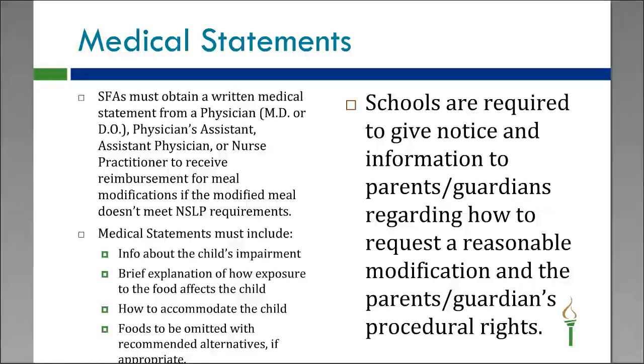The medical statement must include information about the child's impairment, a brief explanation of how exposure to the food affects the child, as well as how to accommodate the child, as well as foods to be omitted with recommended alternatives if appropriate. Schools are required to give notice and information to parents and guardians regarding how to request a reasonable modification and the parents and guardians' procedural rights.